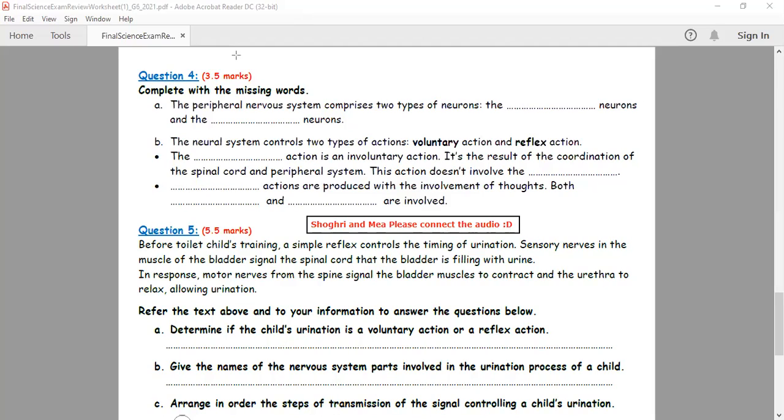Okay, so on question number 4, we're talking about the nervous system. The nervous system is made of 2 major parts, the central nervous system and the peripheral nervous system. The peripheral nervous system is made of all the nerves, and there are 2 types of neurons.